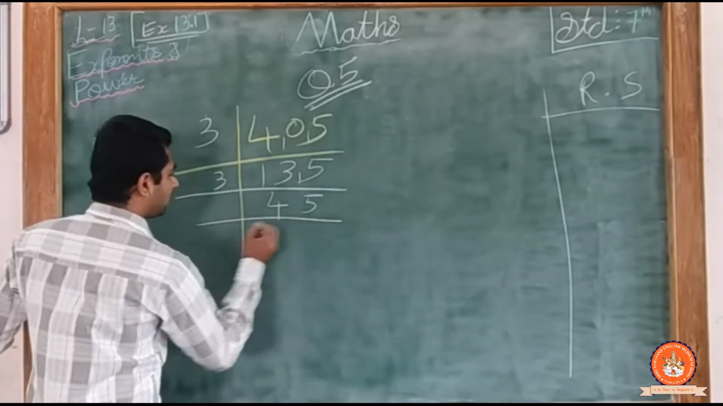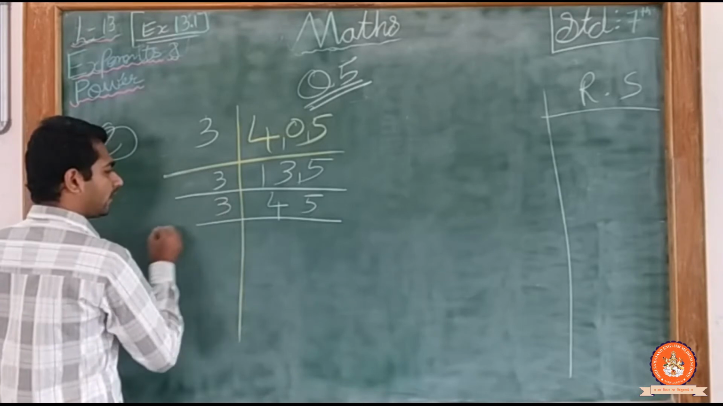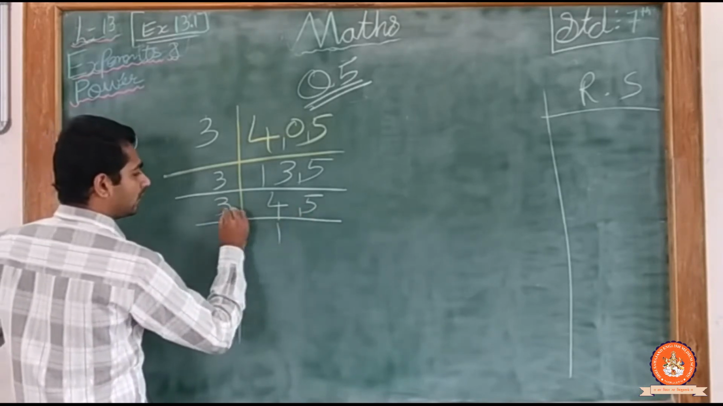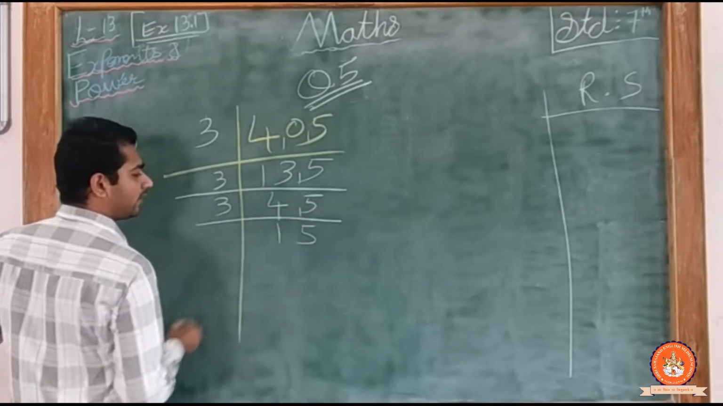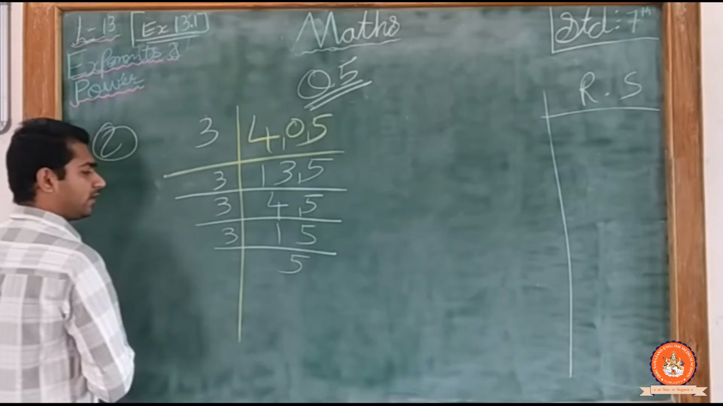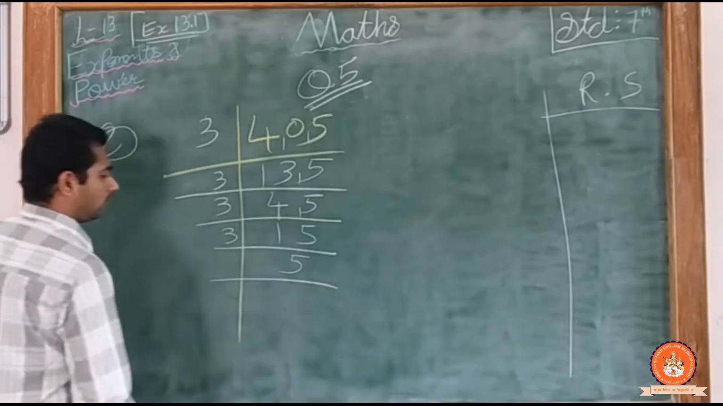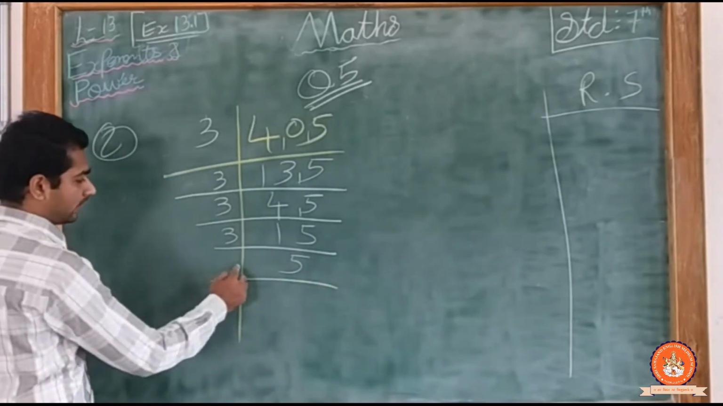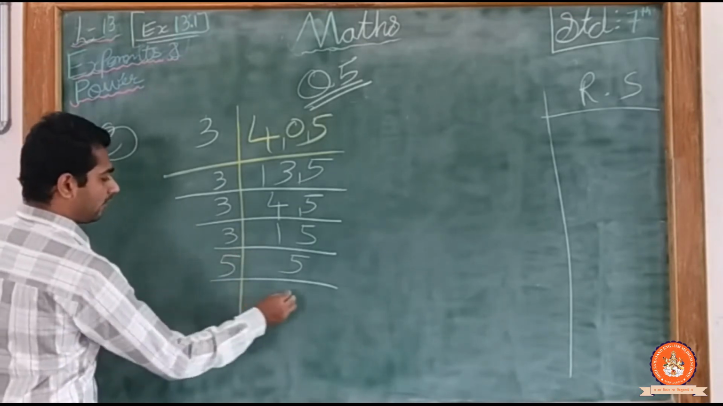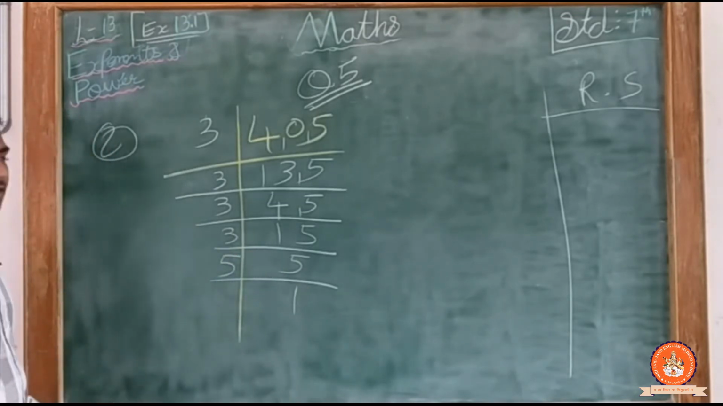15. Coming forward, 3 again. 3 1s are 3. 1 adding here, so 3 5s are 15. Moving forward, 3 5s are 15. Now it is not divisible by 3, so we will take 5. 5 ones are 5. Clear?